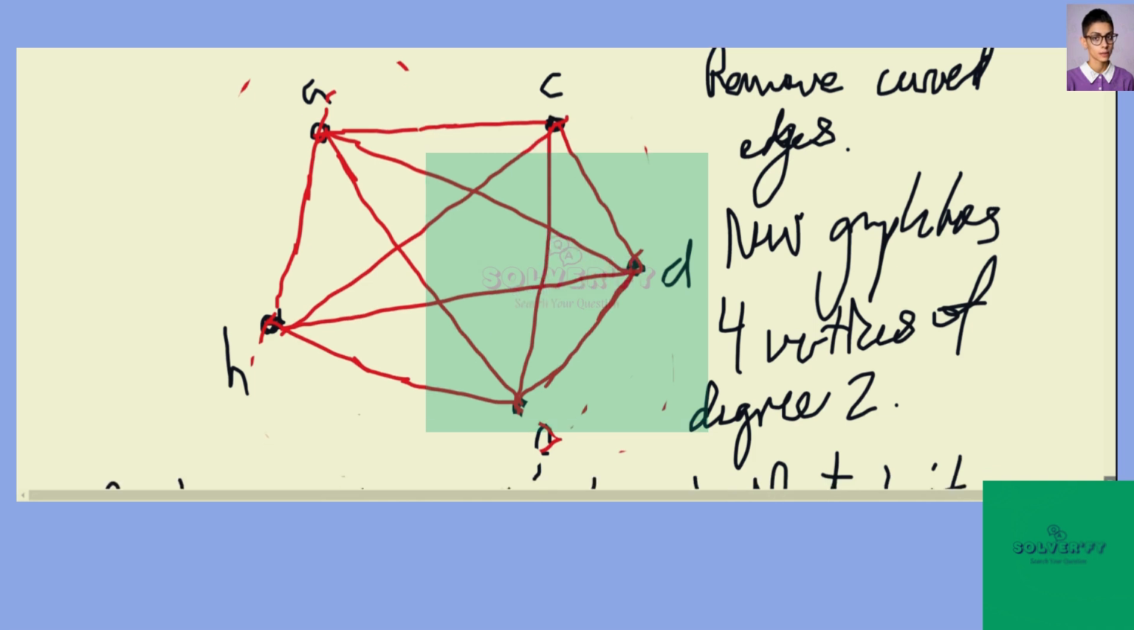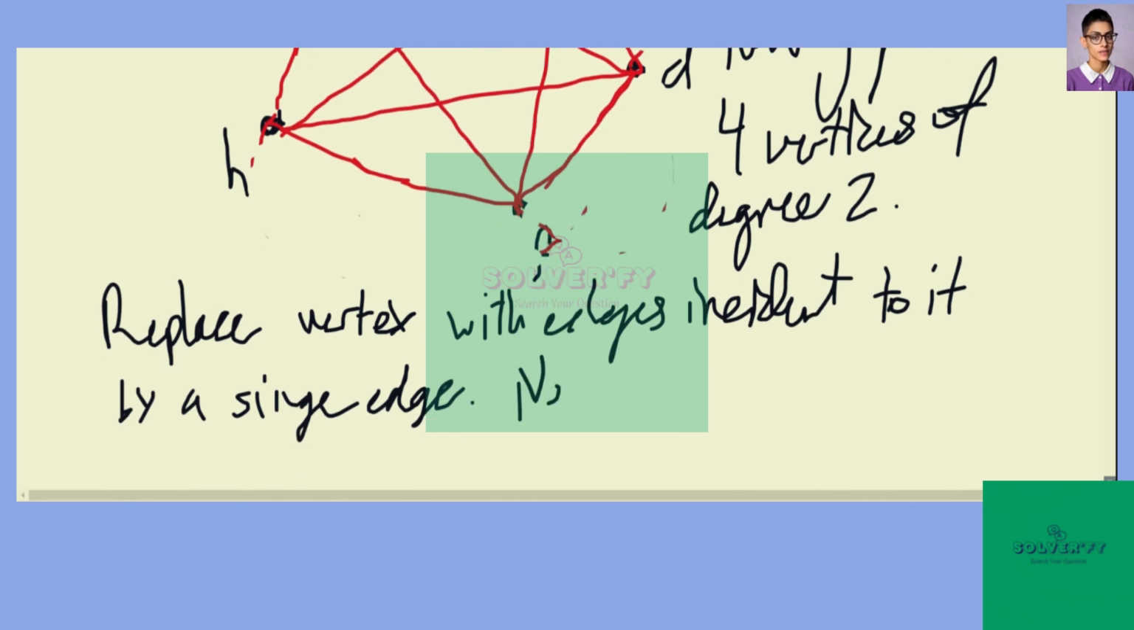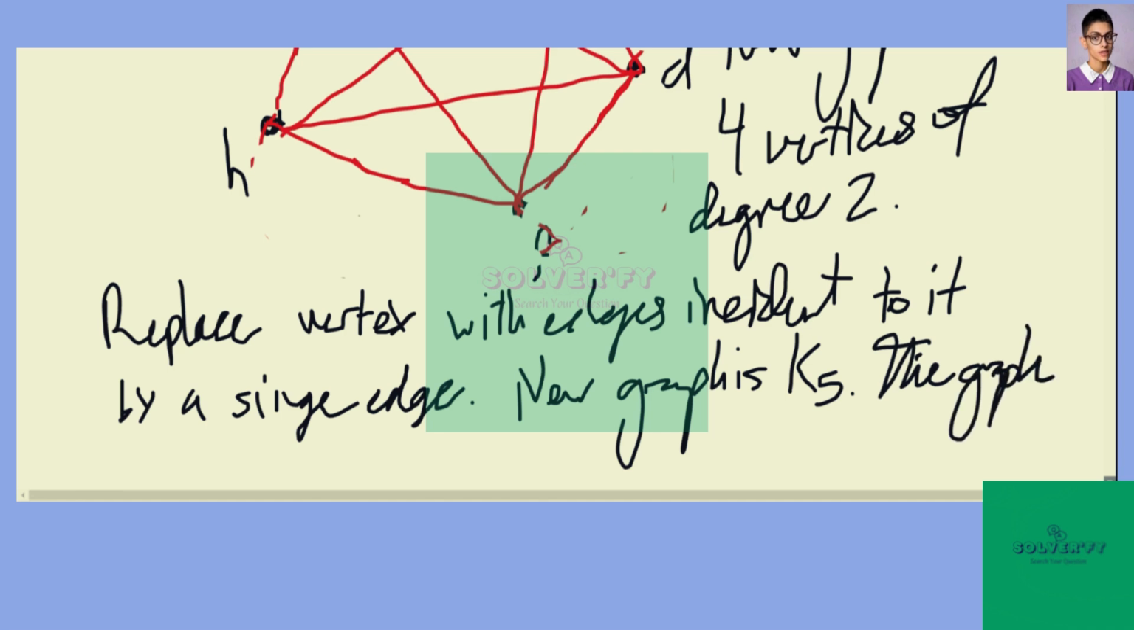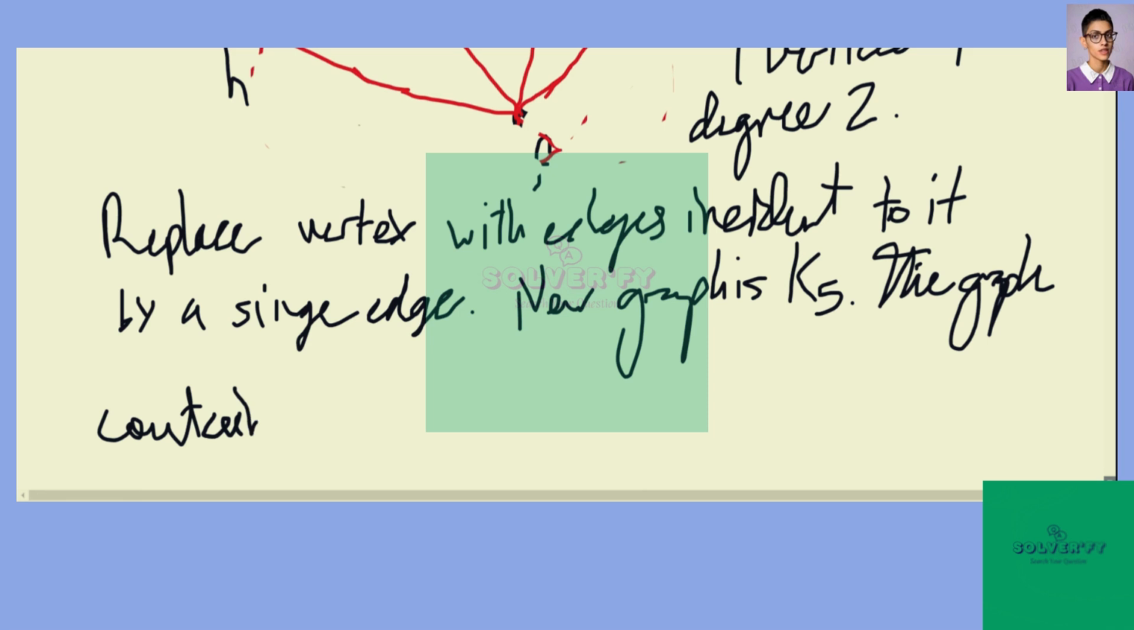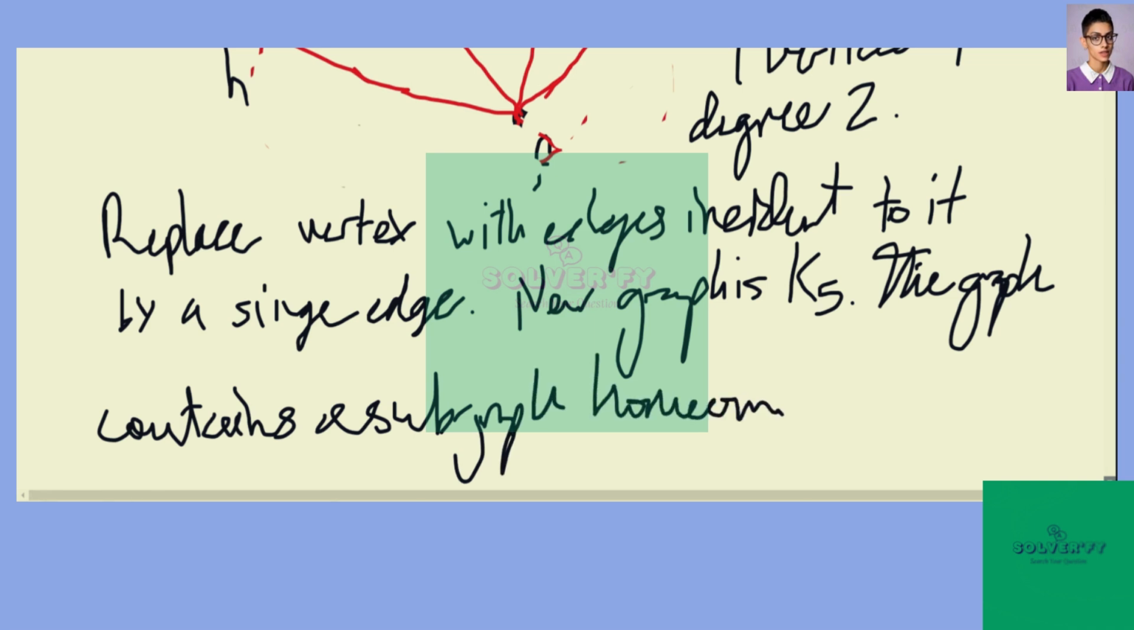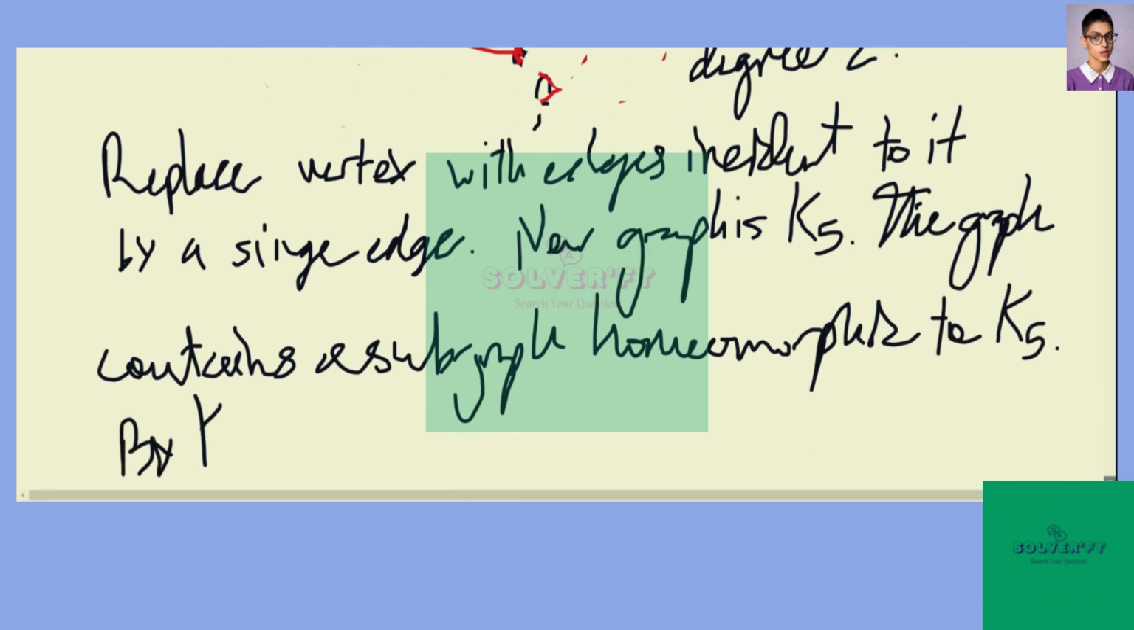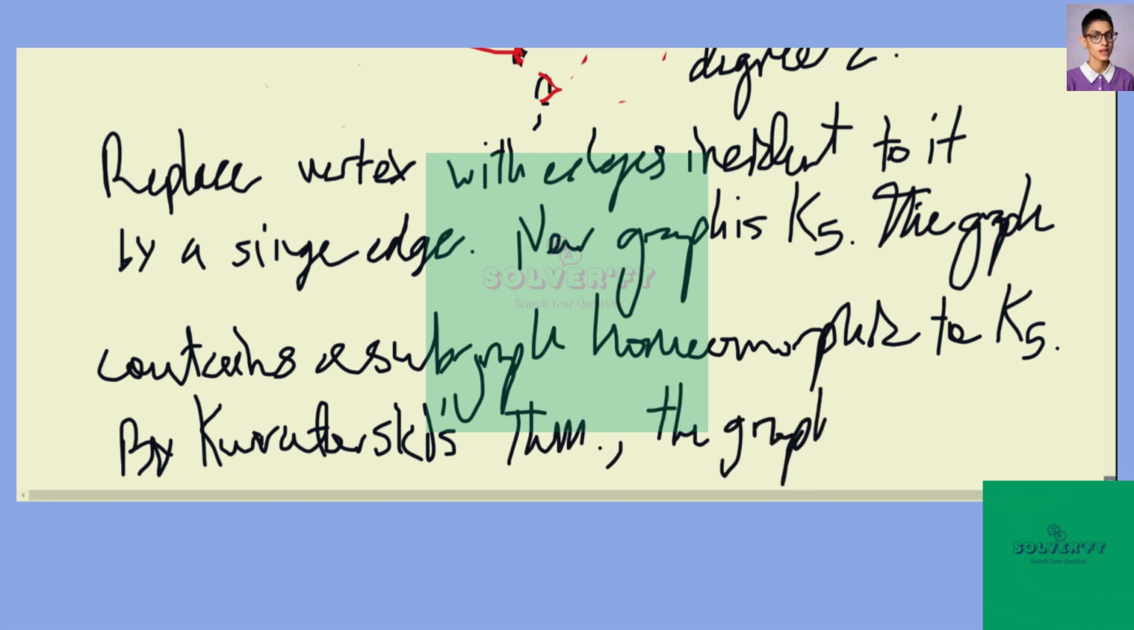And we see that this new graph is K5. Therefore, it follows that the graph contains a subgraph homeomorphic to K5, and therefore, by Kuratowski's theorem, it follows that the graph is non-planar.